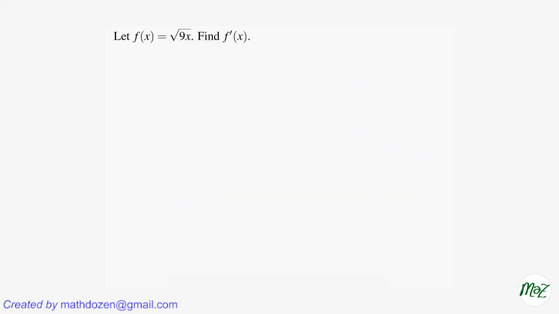And now let's work on this problem. We have the function f of x being the square root of 9x, and we need to find f prime. We proceed by first splitting the square root of 9x into the square root of 9 times the square root of x. In this problem we can figure out what the square root of 9 is, but that's not the main concern. The concern is that the square root of x is x to the 1/2 power. Now, f prime is equal to the derivative of the square root of 9 times x to the 1/2 power.